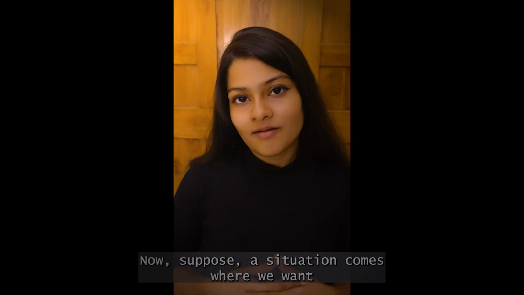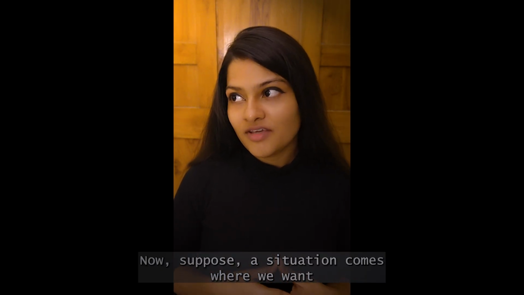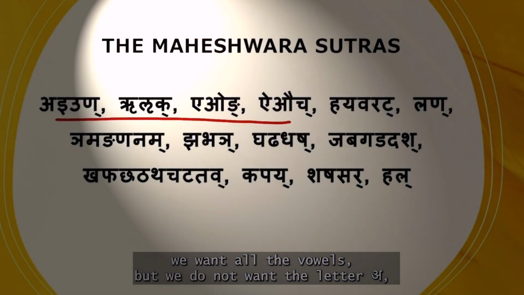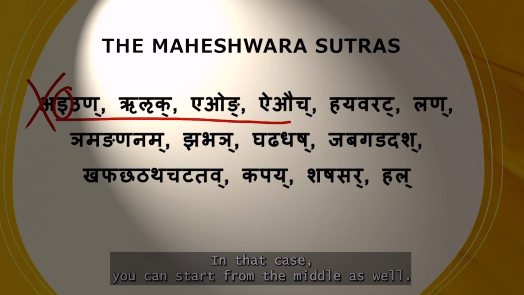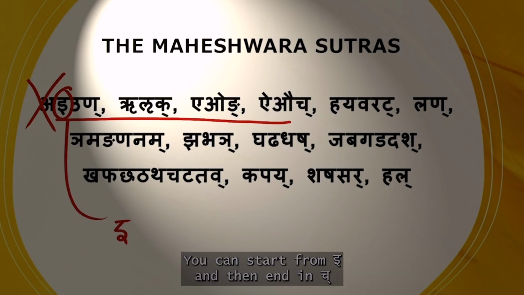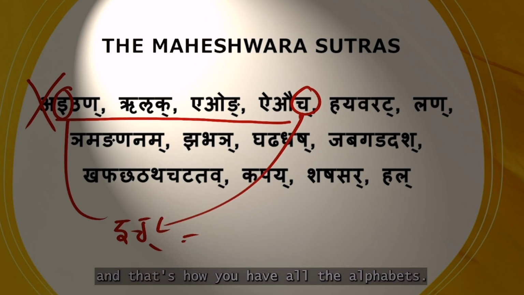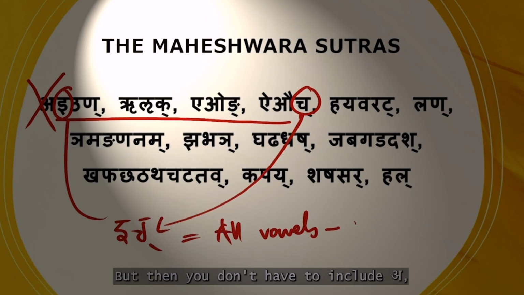Now suppose a situation comes where we want all the vowels, but we do not want the letter A. Then what do we do? In that case, you can start from the middle as well. You can start from E and end in Ch, and that's how you have all the vowels without having to include A.